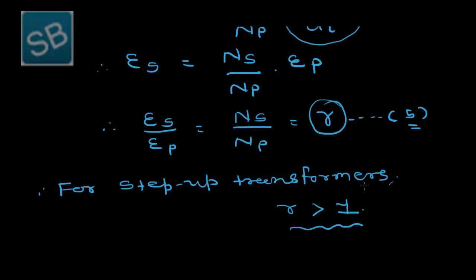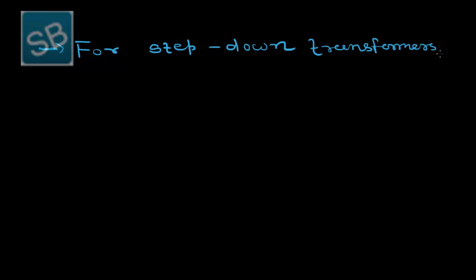Similarly, if you look at the step-down transformer, then in that case the number of turns in the primary coil is greater than the number of turns in the secondary coil. And so for a step-down transformer, the value of constant r will be less than 1.